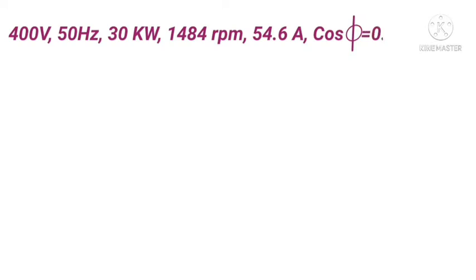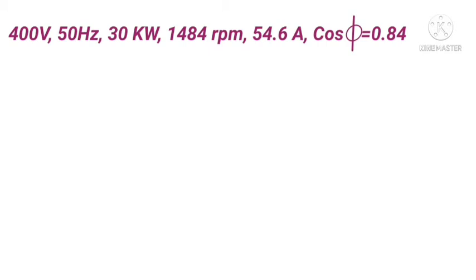I am writing it down again, the same nameplate values, so that it remains visible throughout the calculations. 54.6 is the rated current of the motor. It implies that whenever the motor is delivering 30 kilowatt rated power, the current will be 54.6 ampere at a power factor of 0.84. Now to calculate the magnetizing component, the first thing we need to know is the phase angle, which we can calculate from the power factor value given.